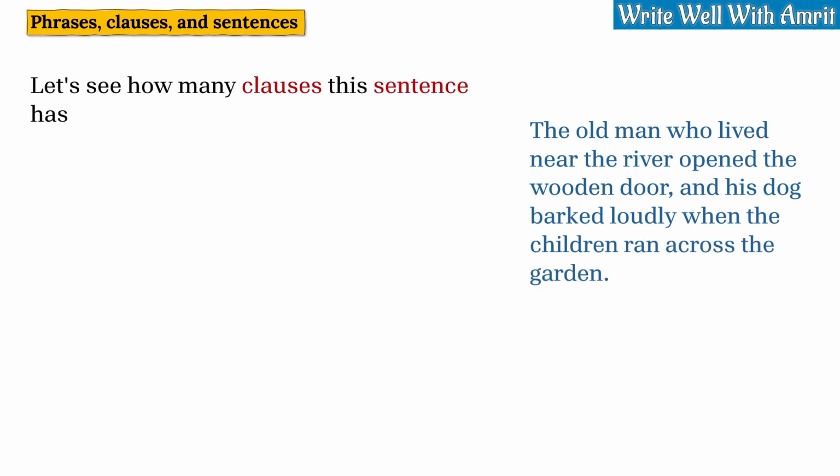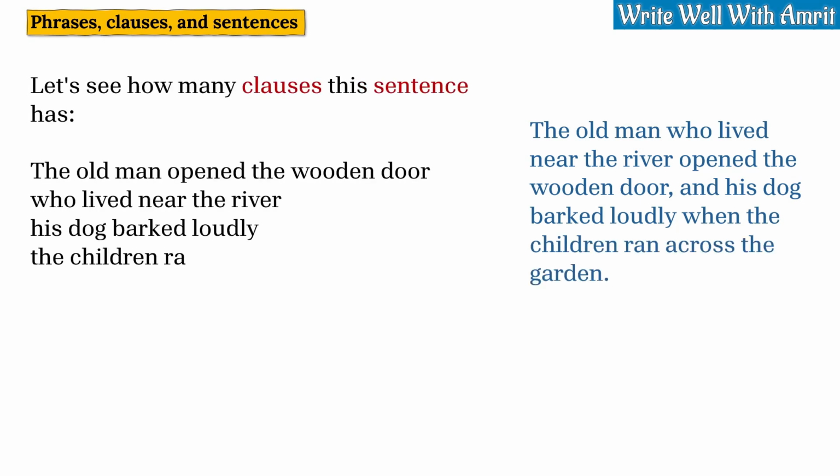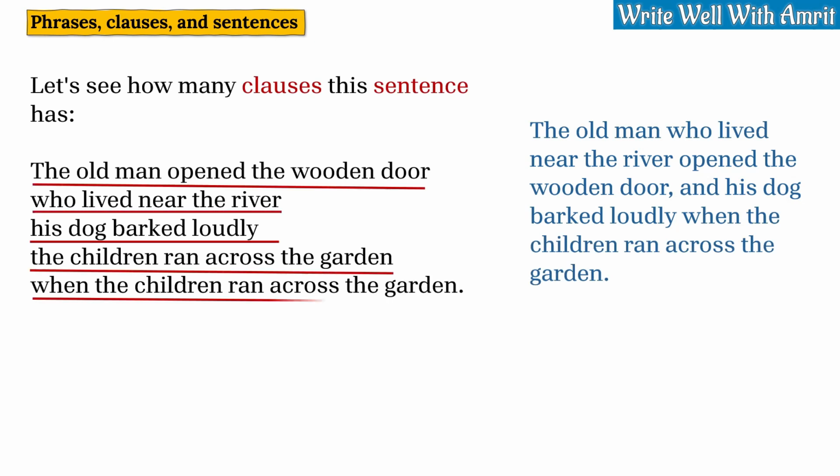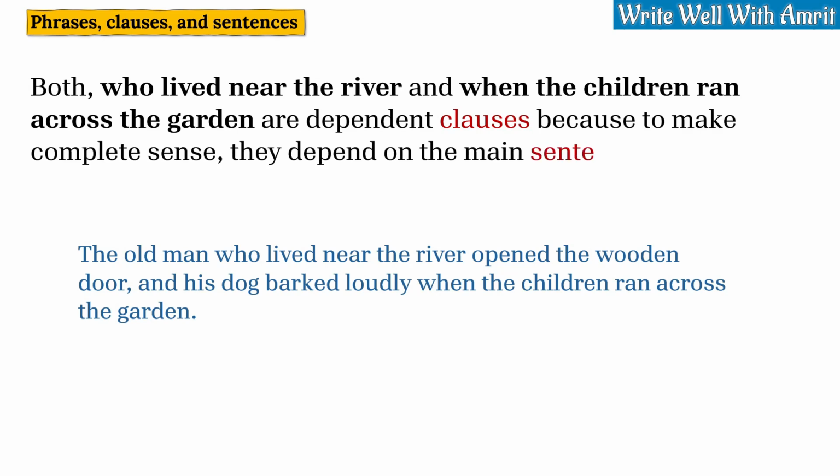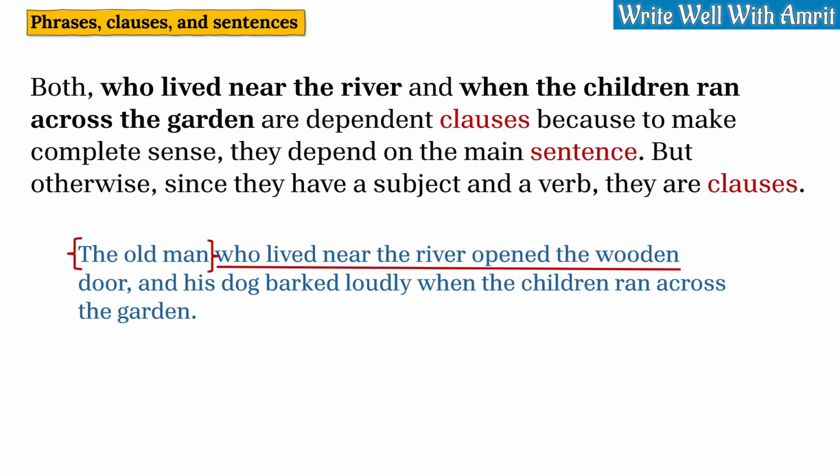Let's see how many clauses this sentence has. The old man opened the wooden door, who lived near the river. His dog barked loudly. The children ran across the garden. When the children ran across the garden. Both who lived near the river and when the children ran across the garden are dependent clauses because to make complete sense, they depend on the main sentence. But otherwise, since they have a subject and a verb, they are clauses.